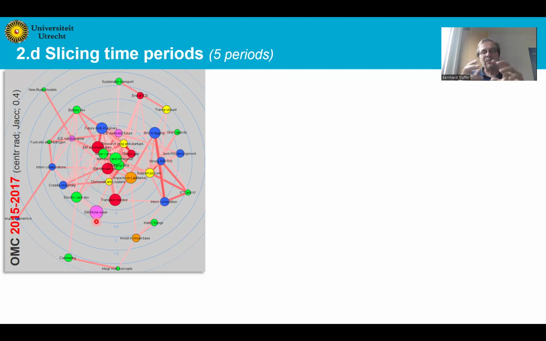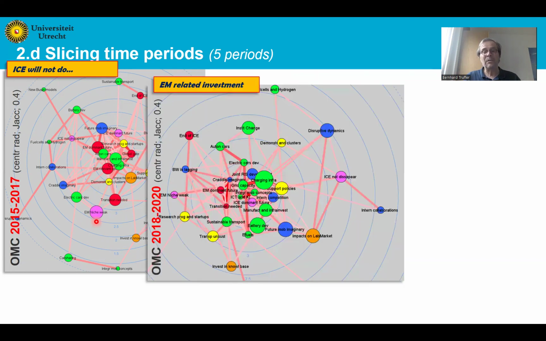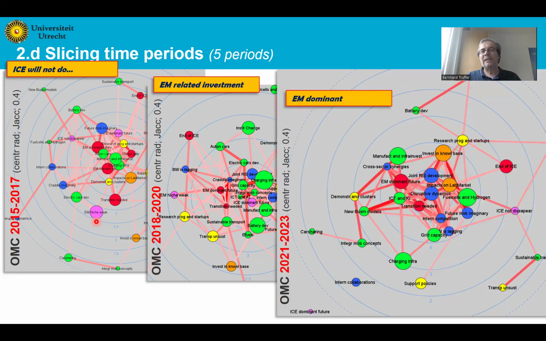And so we see really a fundamental shift in the structure. So ICE will not do is sort of the topic here. Then from 18 to 2000, we see that this whole part of the green nodes gets more strong over time. And then finally, the last period from 21 to 23, the coverage has settled in on electromobility just having to be implemented now. There's no fundamental question anymore really in it.